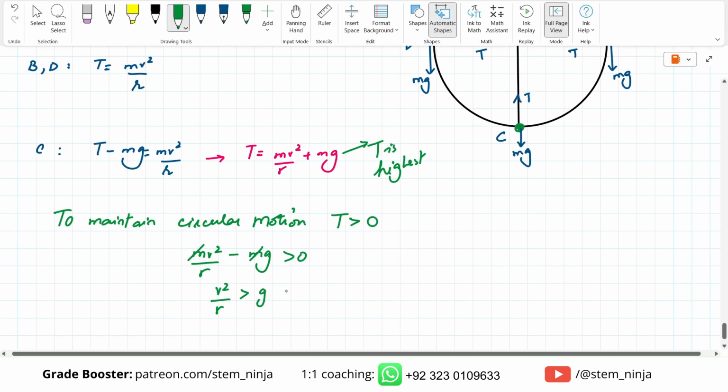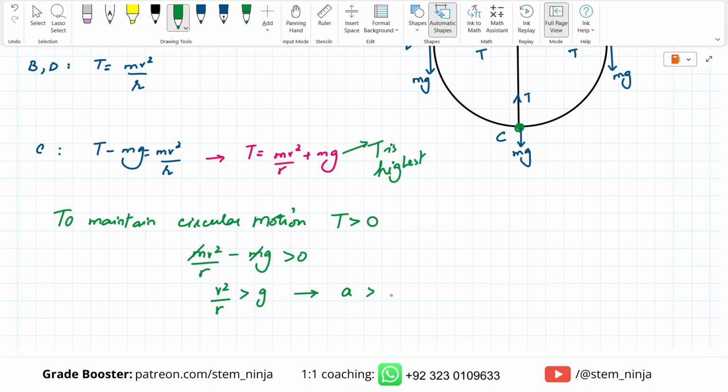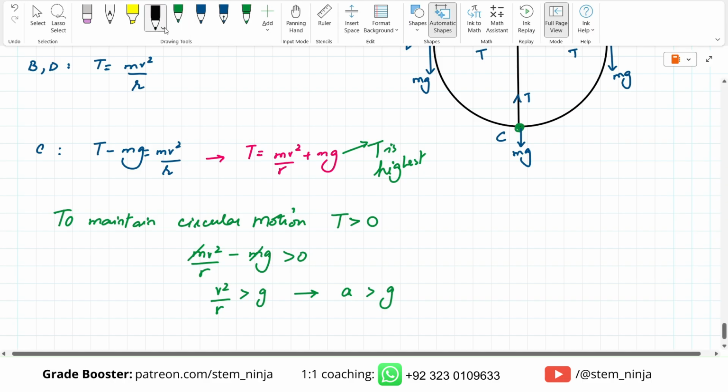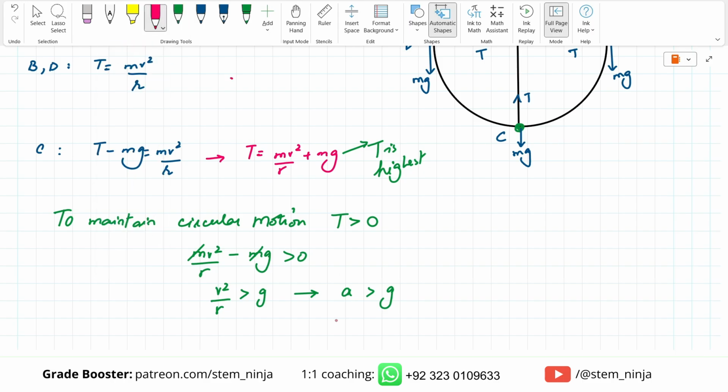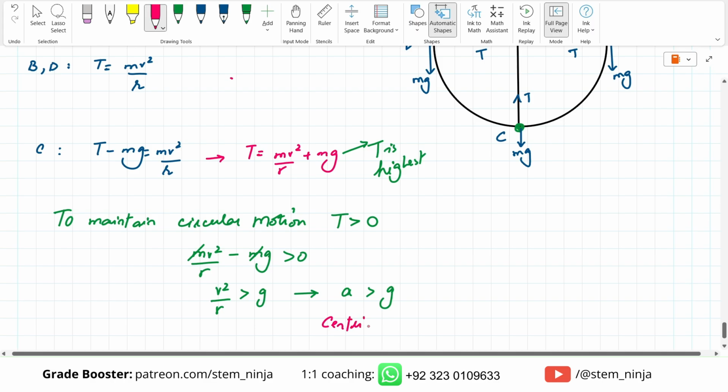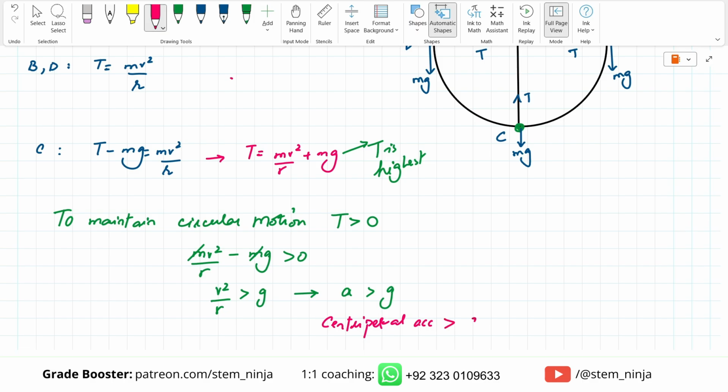Now v squared over r is your centripetal acceleration. So your centripetal acceleration has to be greater than g. So let's write it that your centripetal acceleration has to be greater than acceleration due to free fall, or g. This is the condition to maintain circular motion. If the object remains in circular motion, that means that this condition has to be met.